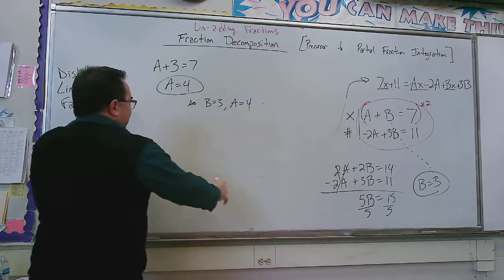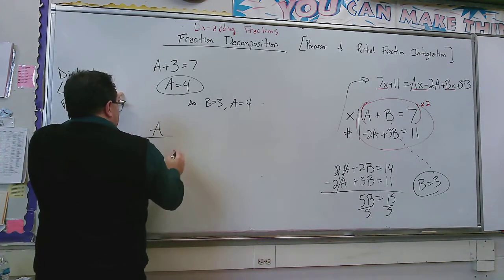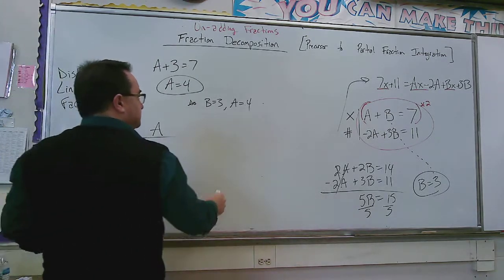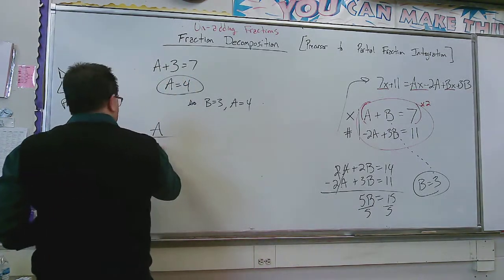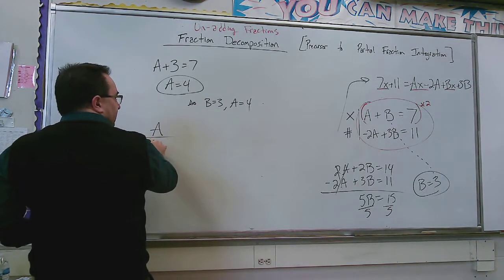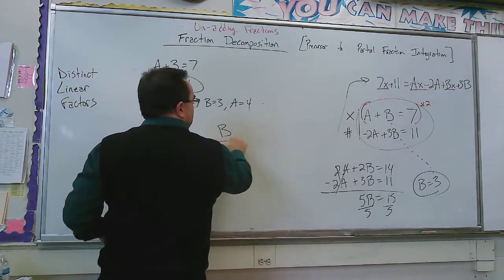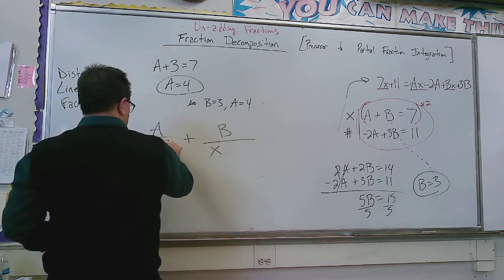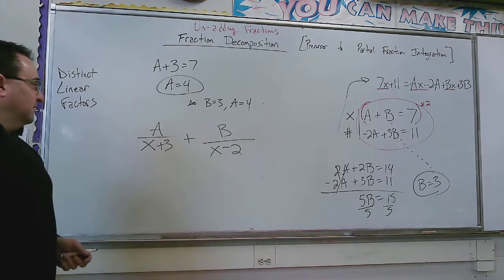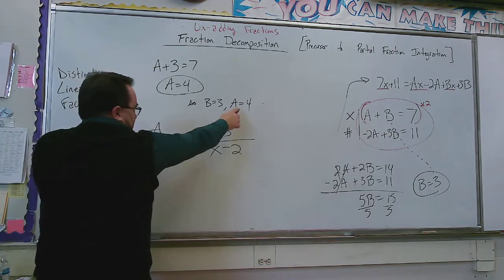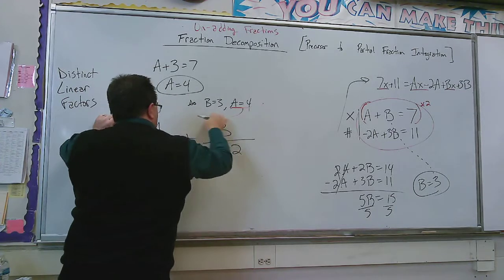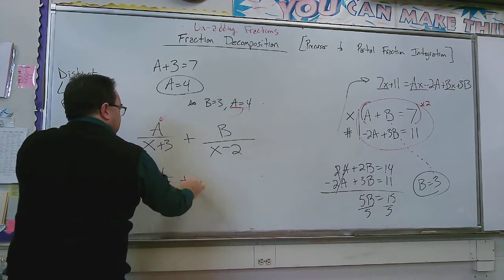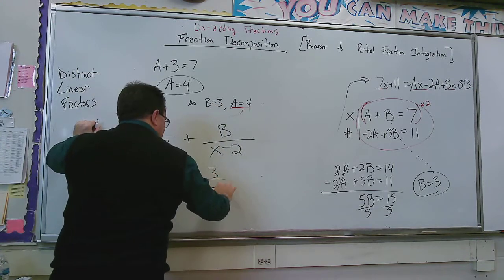Well, I just erased, I had a over, a over there. That should be what I erased. So now that I know what a is, I know that this would be 4 over x plus 3 plus 3 over x minus 2.